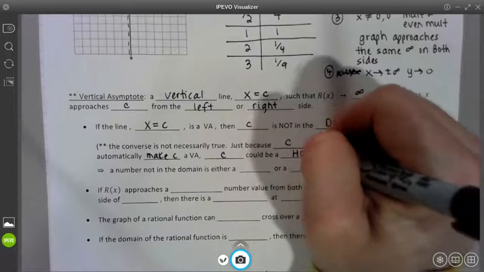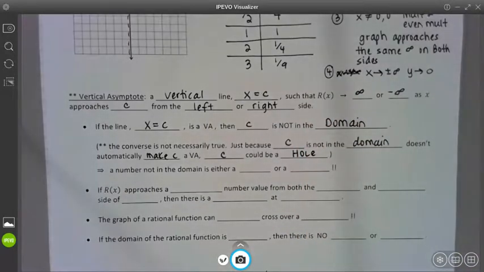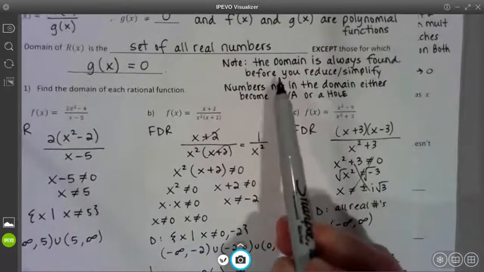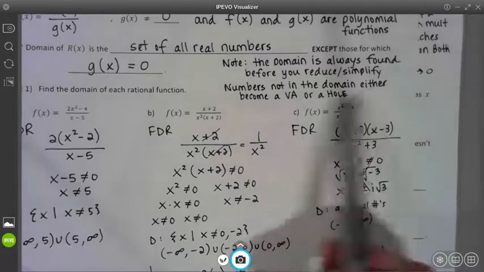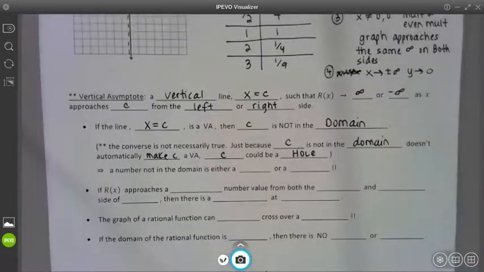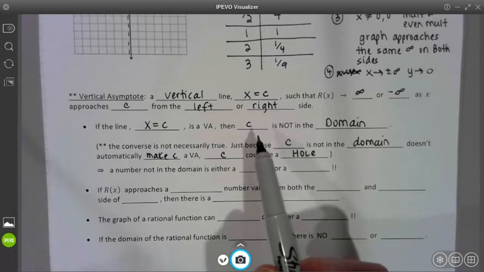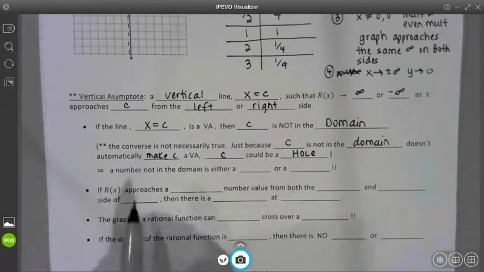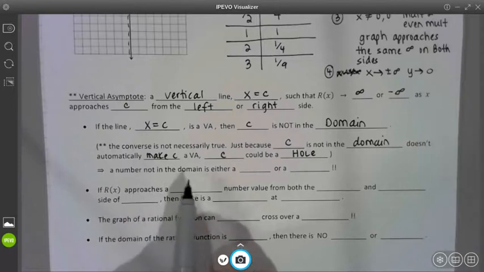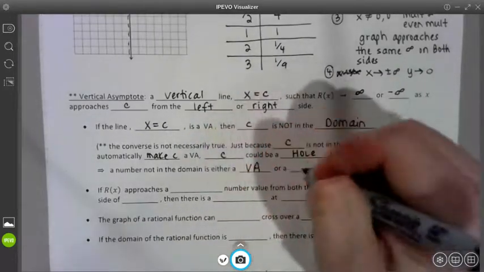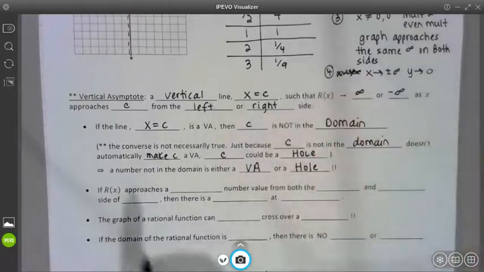I told you in the very beginning of these notes that when a number is not in the domain, that number will either make a VA on the graph, a vertical asymptote, or it will become a hole, okay? And I wrote it right there for you. The numbers not in the domain either become a vertical asymptote or a hole. So just remember, just because c is not in the domain, it doesn't automatically make it a vertical asymptote. It could end up being just a hole. A number not in the domain is either a vertical asymptote or a hole. Can't say that enough.